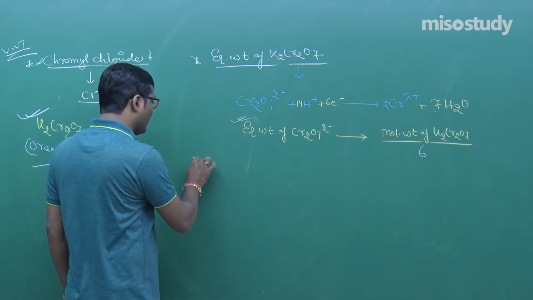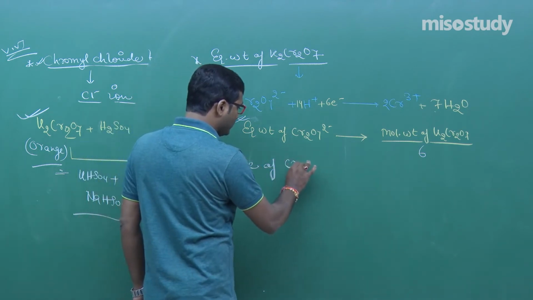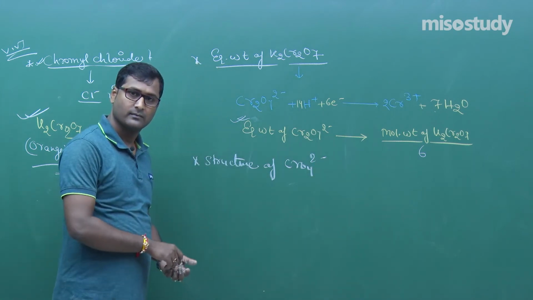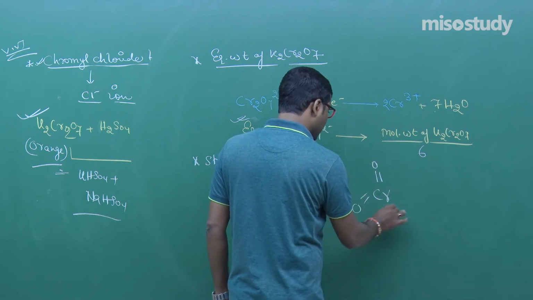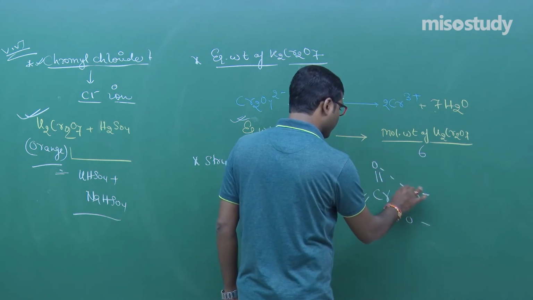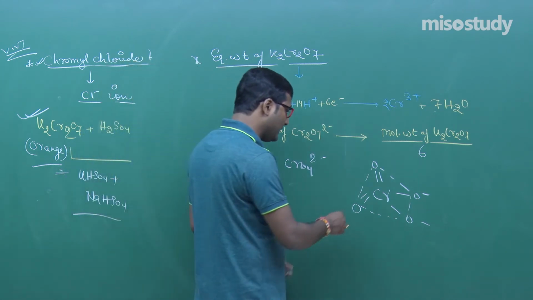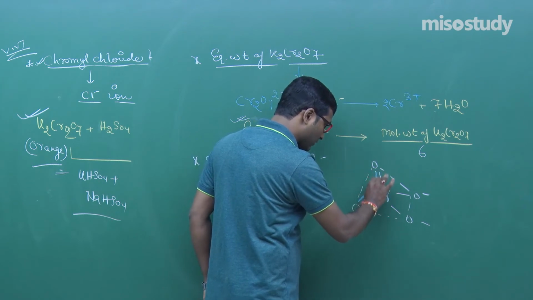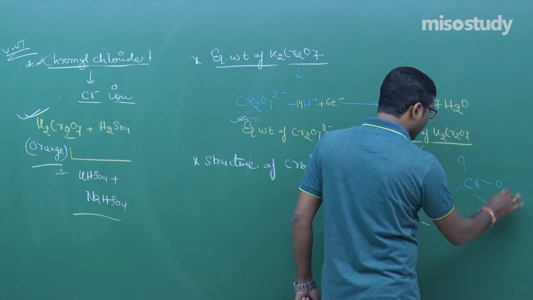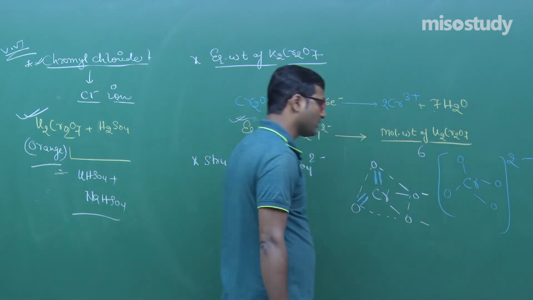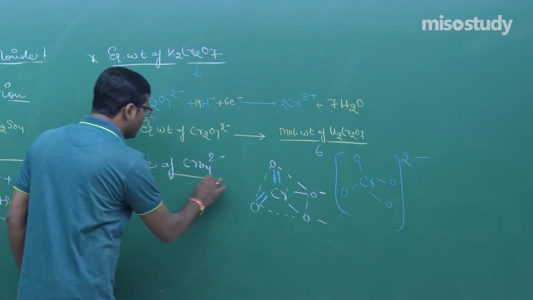Now the next one is, what is the structure of the chromate ion, CrO4 2-? It's very simple. The chromate ion structure is chromium with oxygens around it, with the minus sign. It looks like a tetrahedral structure. This is the chromate ion, my friend. As I told you earlier, this is not a double bond, this is the coordinate bond. Clear? So we can write chromium with four oxygens to the power 2-. Again I am repeating, this is not a double bond, this is a coordinate bond. This is the structure of CrO4 2-.